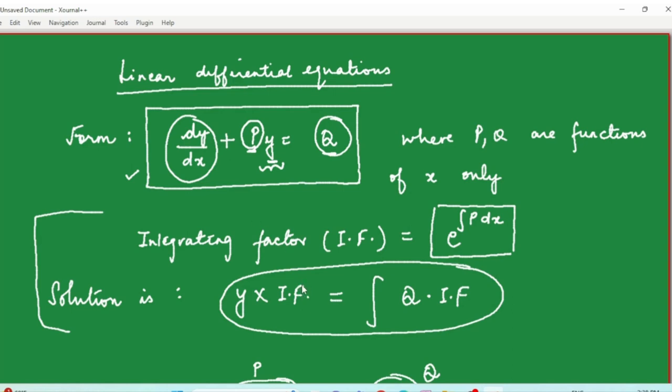In the next video, I'm going to tell you about differential equations which are not linear but they can be reduced to linear, and such equations are called Bernoulli equations.